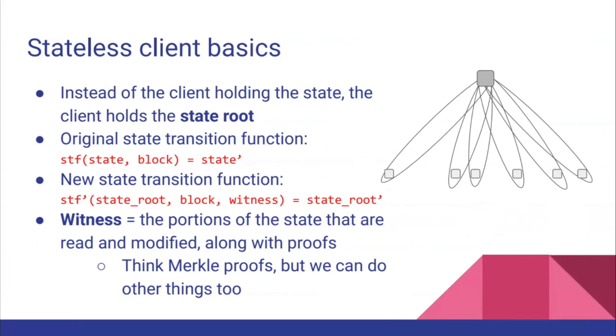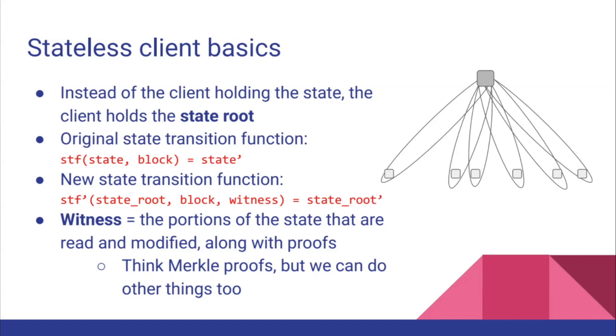So if we model the original state transition function, the rules for processing the block and the rules for how the transactions in a block modify the state, as the STF, the state transition function takes a state and a block and outputs a new state. For example, if the original state said Alice has 50 coins, Bob has 50 coins, and the block had a transaction that transferred 10 coins from Alice to Bob, then state prime would say Alice has 40 coins, Bob has 60 coins.